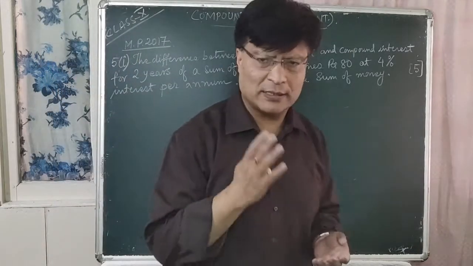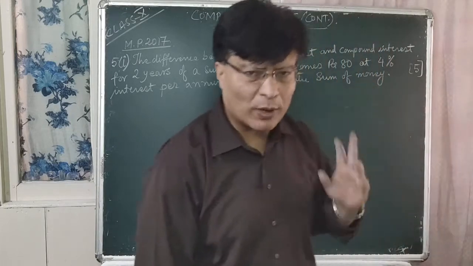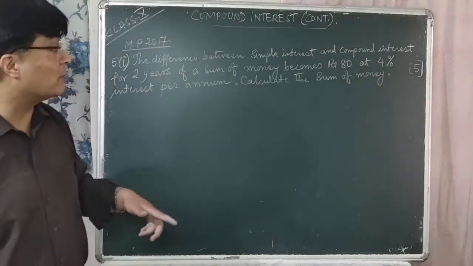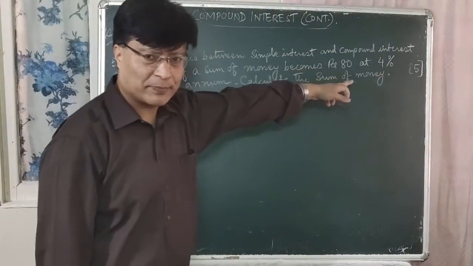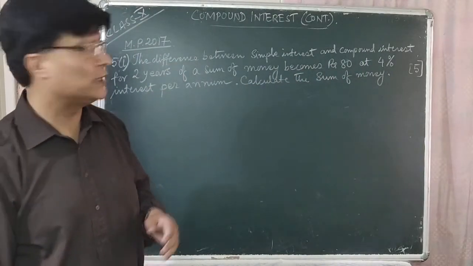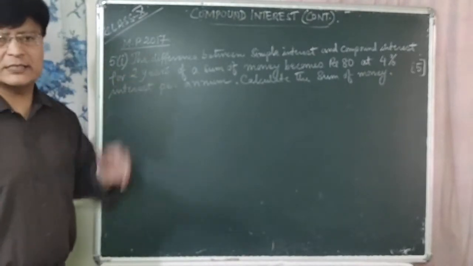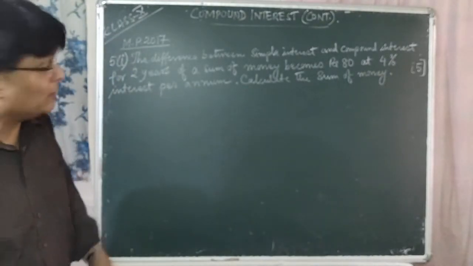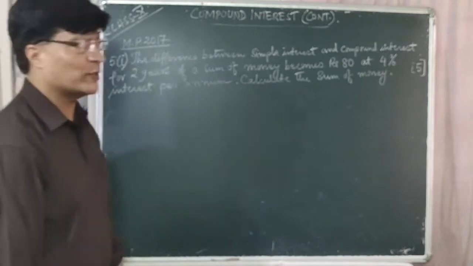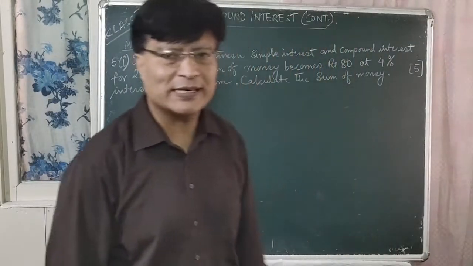And you know that compound interest is always greater than the simple interest. And what is the difference between the compound interest and the simple interest? It is rupees 80. This condition is given. So you have to calculate that sum of money. Is the question clear to all of you? So how many years is it given? It is given 2 years. Okay. So in this case, we can use the algebraic method. Let us assume the sum of money as rupees X.